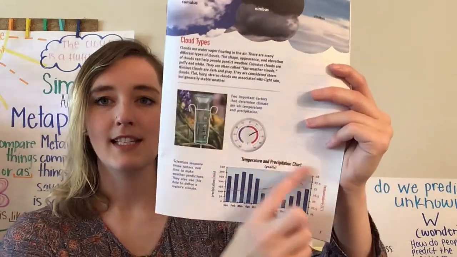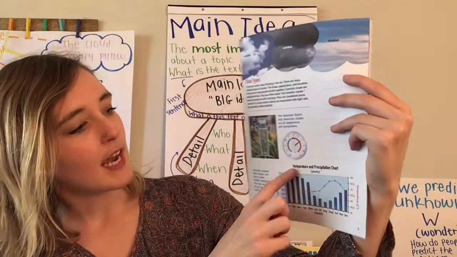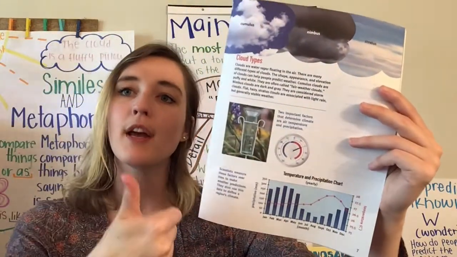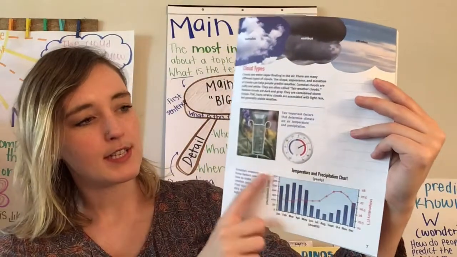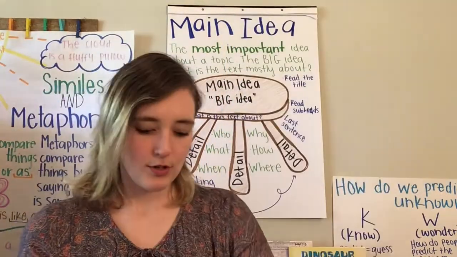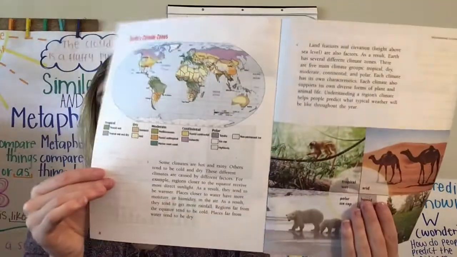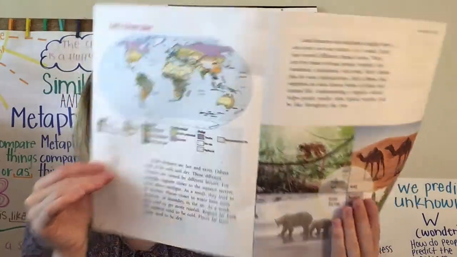This is a table. The table is titled Temperature and Precipitation Chart. So in this table, it talks about the temperature and the precipitation. There's a caption right here that you can read. Turn to page 8 and 9. So this is on page 8 and 9.